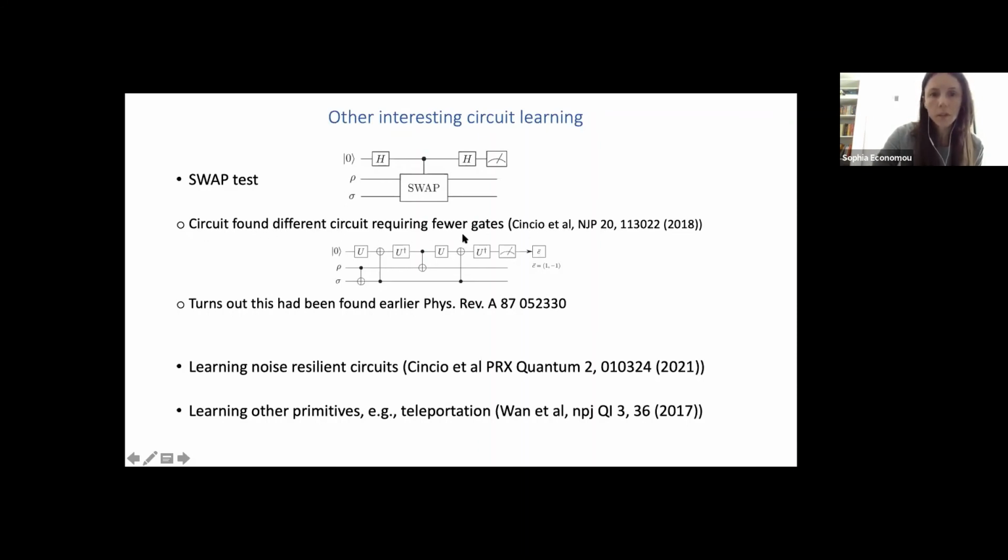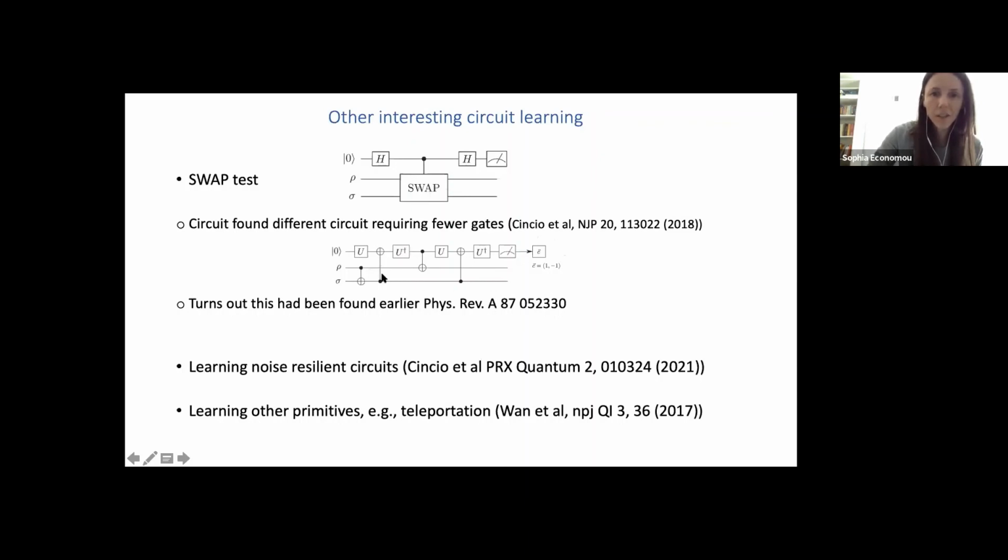A nice paper from the Los Alamos group trained the circuit to find circuits that do this, but with fewer resources. And the system came up with a result that, for a single qubit state, has only 4 CNOTs. I forget the exact count here, but it's larger. Interestingly, I think the authors weren't aware, when they were performing this work, that this was done by other people in 2013, just by hand.